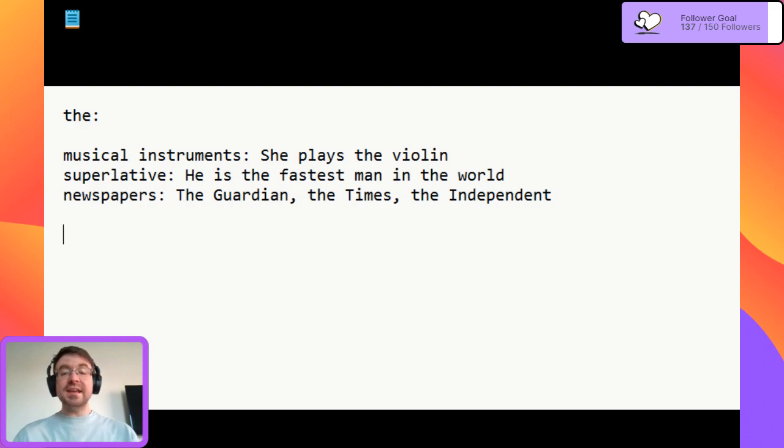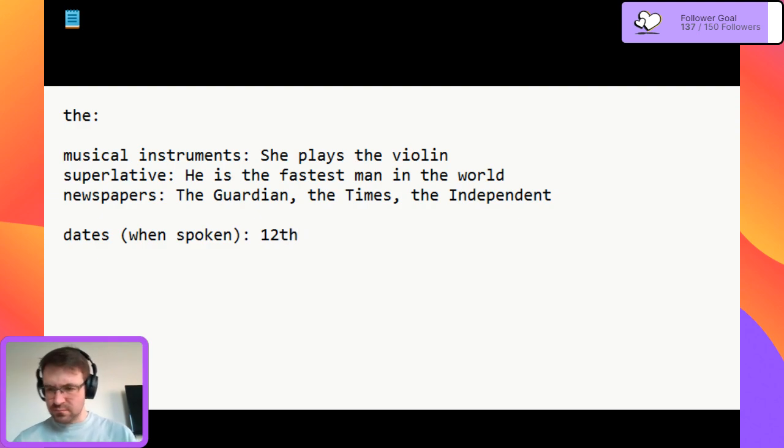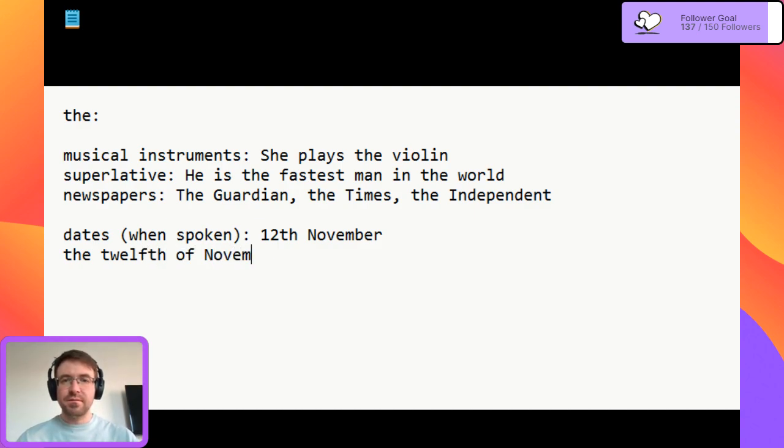And one other thing is we also use the with dates, but only when spoken. So, for example, if we have a date like, actually, let's use today's date, which is the 12th of November. So we write 12th November, but we would say the 12th of November. So we use the article the with dates, but only when we speak. When it's written, we don't normally do it.